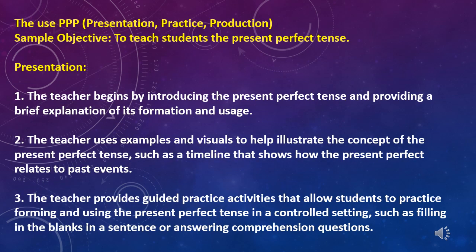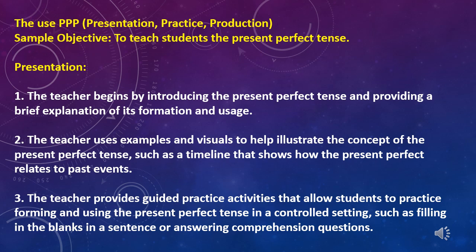The use of PPP: presentation, practice, production. Sample objective: to teach students the present perfect tense. Presentation: 1. The teacher begins by introducing the present perfect tense and providing a brief explanation of its formation and usage. 2. The teacher uses examples and visuals to help illustrate the concept of the present perfect tense, such as a timeline that shows how the present perfect relates to past events.